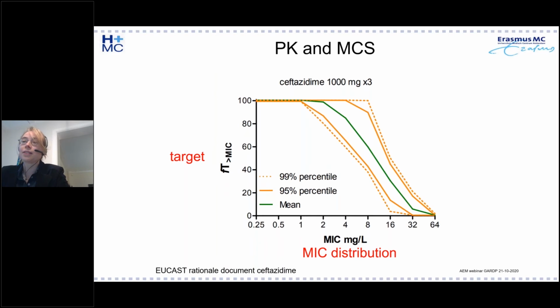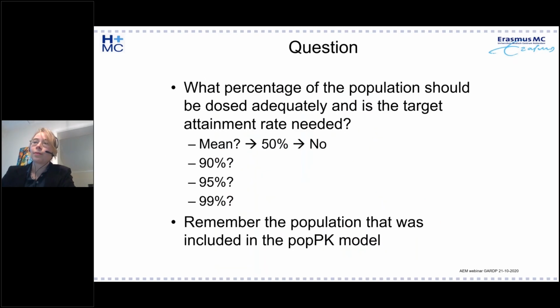So 95% or 99%, that are the dotted lines, and those are the percentages that are used by EUCAST as the important targets. But I spoke about it, it's very clear that 50% is not good enough if you want to set a breakpoint, because that's only half of your population. But you can still debate on what is necessary to set a breakpoint. Is 90% good enough? Or do you think then that 1 in 10 is not treated properly? Is that good enough for you?